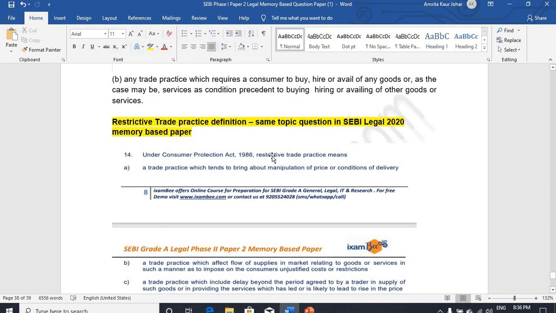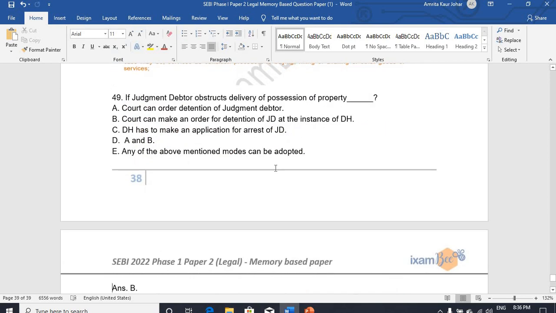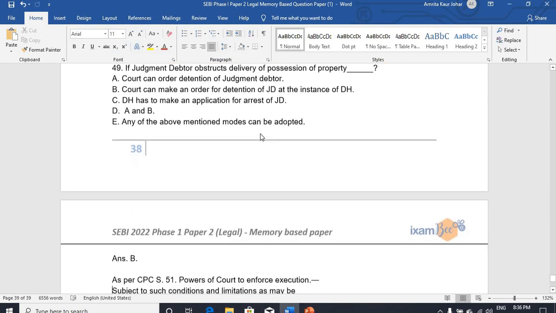And even this was there in a SEBI Legal 2020 memory based paper, because this question was asked last time also. If a judgment debtor obstructs delivery of possession of property, then the court can order detention of the judgment debtor. The court can make an order for detention of JD at the instance of the decree holder. The decree holder has to make an application for arrest of JD. A and B, any of the mentioned modes can be adopted. So the most appropriate answer is that the court can make an order for detention of JD at the instance of the decree holder.